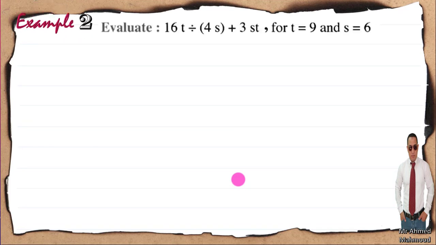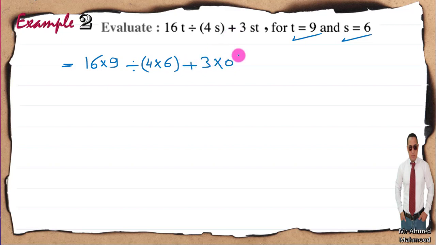Now another example. Evaluate 16t divided by 4s plus 3st, where t equals 9 and s equals 6. Okay, now the first step, I'm going to substitute t and s. Here 16t means 16 times t. t is 9, so I'm going to write 9, divided by, open brackets, 4s means 4 times s. s is 6. 4 times 6 plus 3st, 3 times s times t.